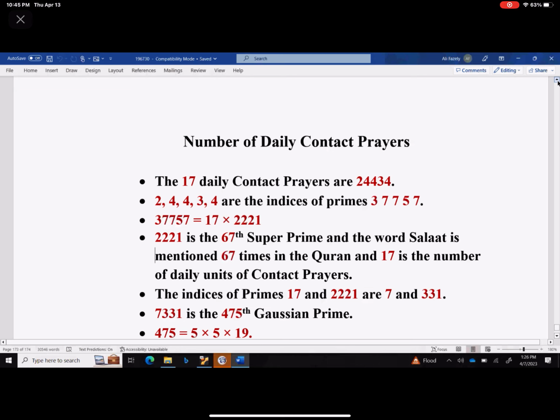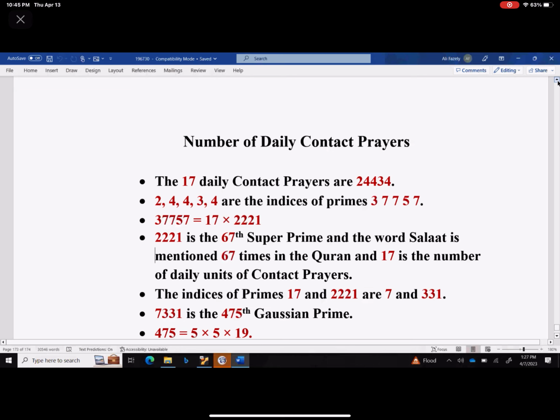Okay? So today what I want to do is go through this and assign primes to these indices. I take 2, 4, 4, 3, 4 to be the indices of primes 3, 7, 7, 5, 7. 3, 7, 7, 5, 7 is 17 times 2221. 2221 happens to be a super prime, and it happens to be the 67th super prime. And that's the number of times the word Salaat is mentioned in the Quran. It's mentioned 67 times.